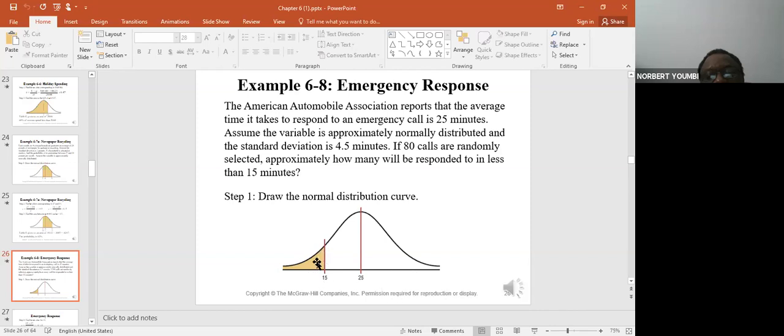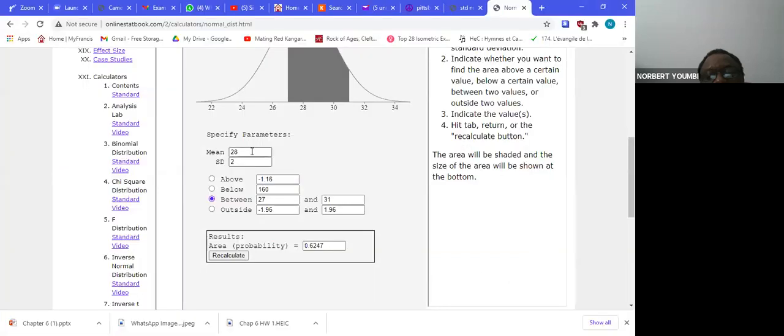We first need to find the probability that X is less than 15 minutes. I will use the Google calculator for this one. Here I will change the mean to 25 and the standard deviation to 4.5. Now we want below 15. So the probability that a call will be answered in less than 15 minutes is 0.0131. Now, if there are 80 calls, the number of calls that will be answered in less than 15 minutes will be 80 times 0.0131, which is 1.048. So approximately one call will be answered in less than 15 minutes.